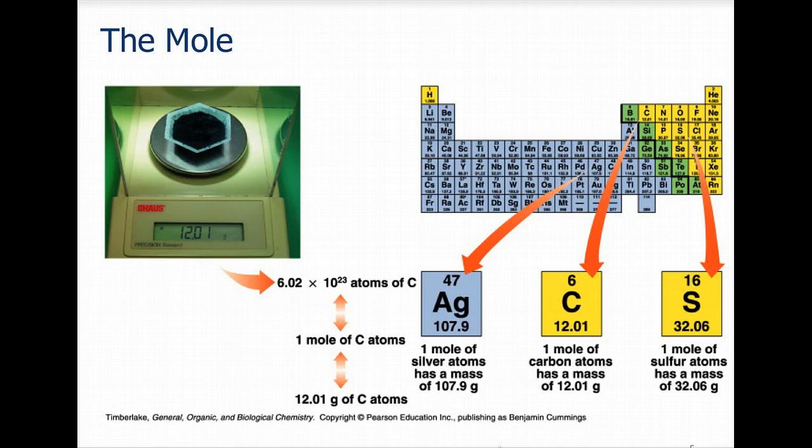So the mole makes using the periodic table quite convenient. On the periodic table, I know this one's a little bit fuzzy to see, but if you look at silver with an atomic number of 47 and an atomic weight of 107.9, every mole of silver atoms will have a mass of 107.9 grams, and it will contain 6.02 times 10 to the 23rd atoms of silver. Same thing for carbon and for sulfur, except the mass will be slightly different. It's exactly that mass that you read from the periodic table that tells you how many grams are in 1 mole.